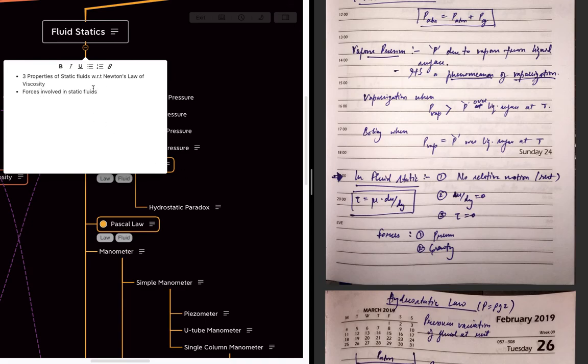The forces involved in a static fluid are the pressure force and the gravity force. We study fluid statics because we want to study the energy inside the static body. If we have water at some position, it has gravitational potential energy, and the surface where the static fluid is there faces the pressure due to the weight of the liquid body. So basically two forces, the pressure force and the gravity force, act on the static fluid.